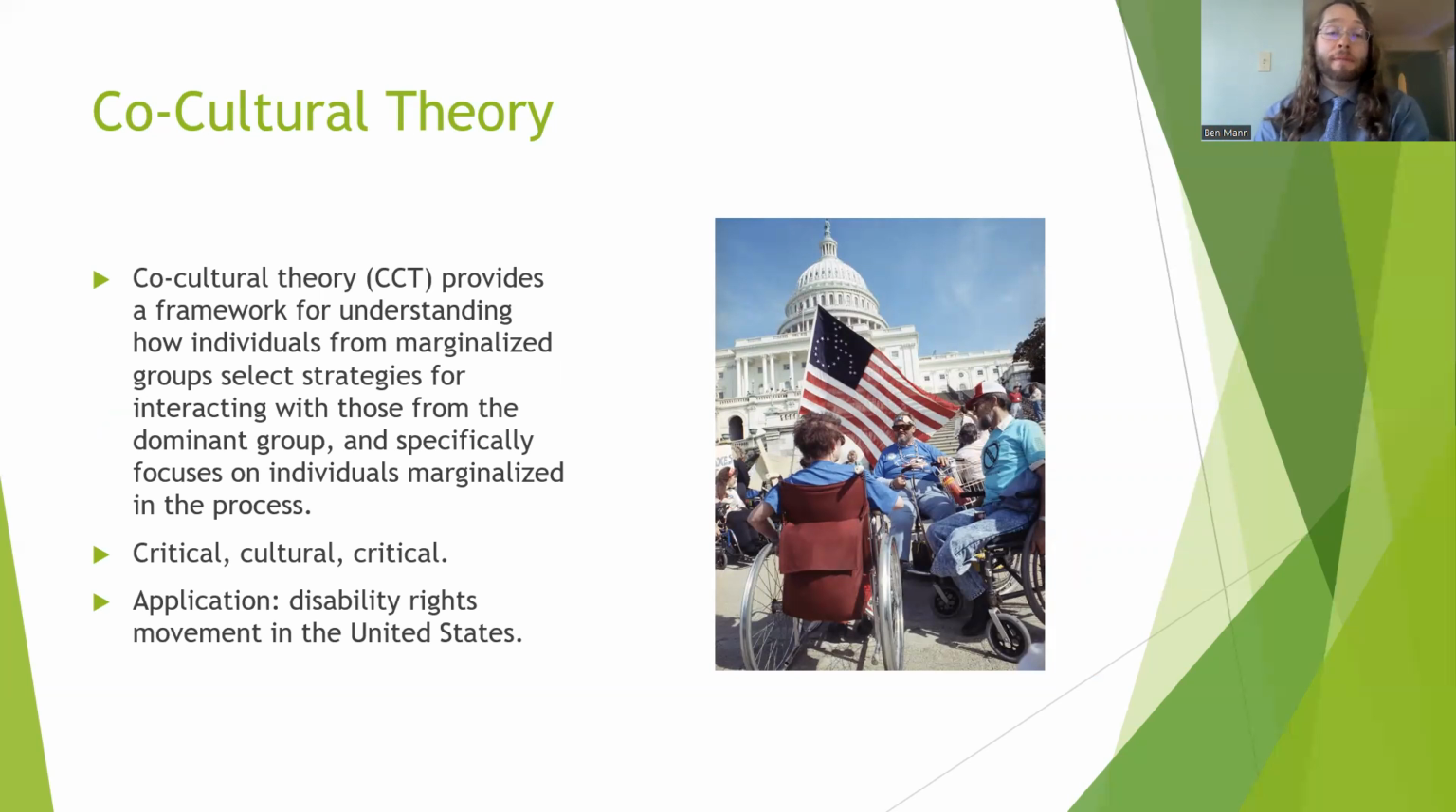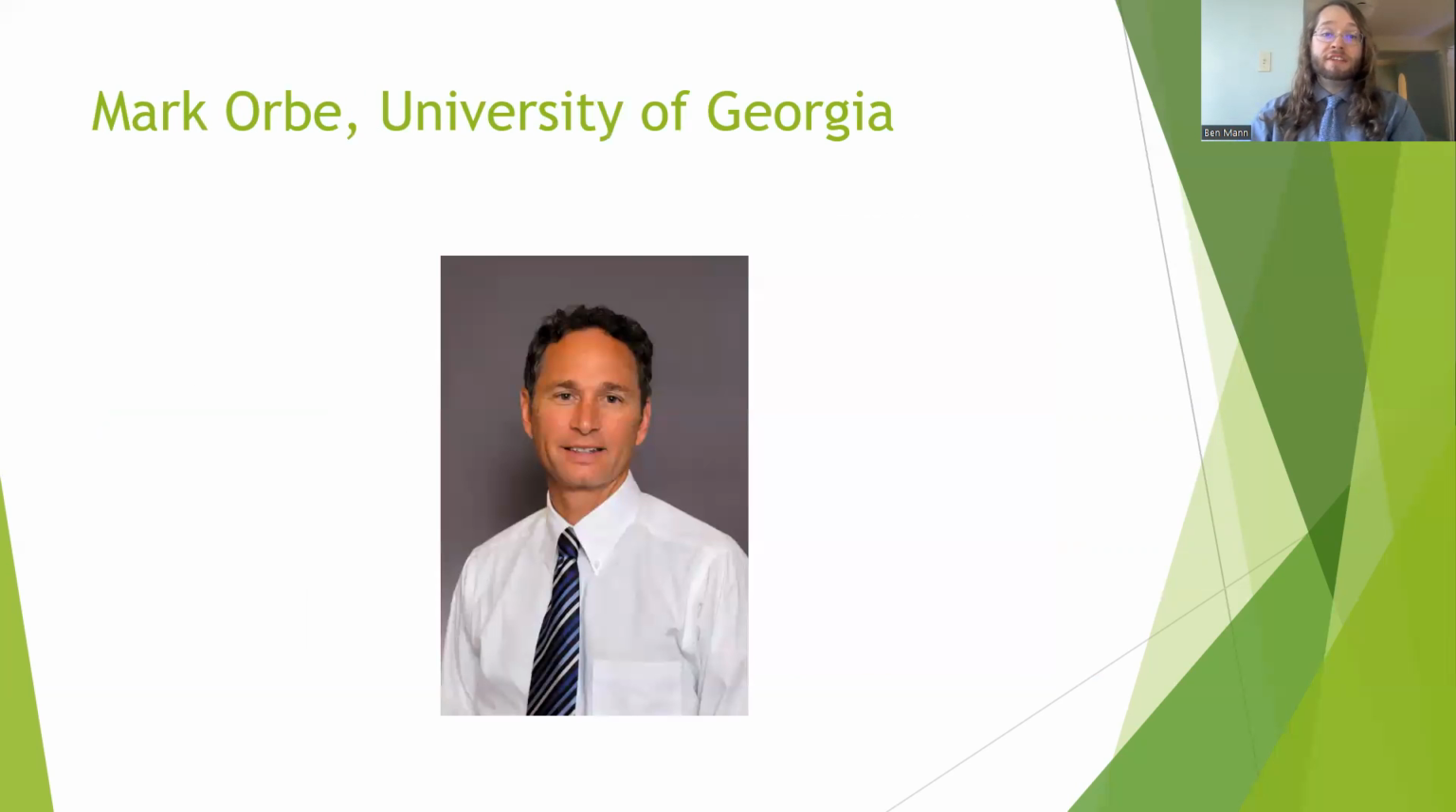The final theory to talk about is co-cultural theory, or CCT, which helps to understand how individuals from marginalized groups choose to engage with and respond with the dominant group, and how those strategies of communication can be mapped and explored. Again, it's a critical cultural approach, and I think that looking at the disability rights movement in the United States is a good way to explore this. This theory comes from Mark Orbe from the University of Georgia.